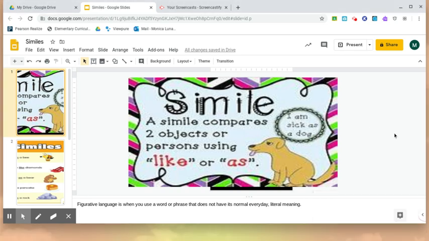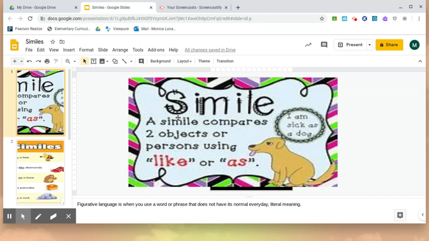Yesterday we learned about personification. Do you remember what personification is? Well, if you don't, personification is when you give an animal or an object human qualities. Do you remember that? Okay, so today we are going to be looking at similes.